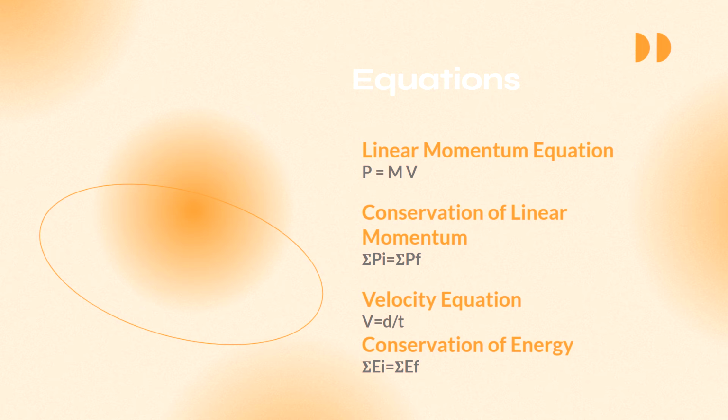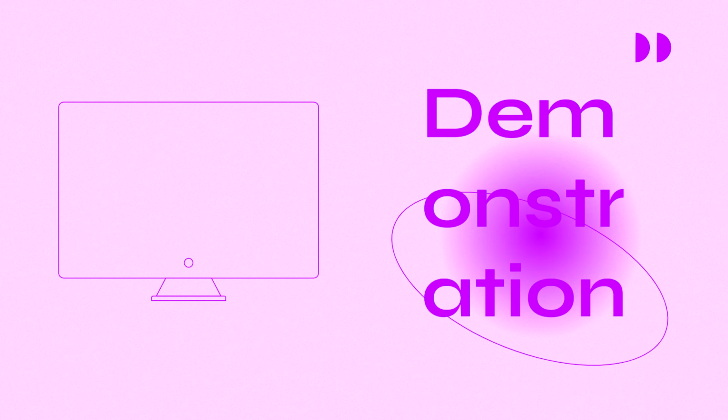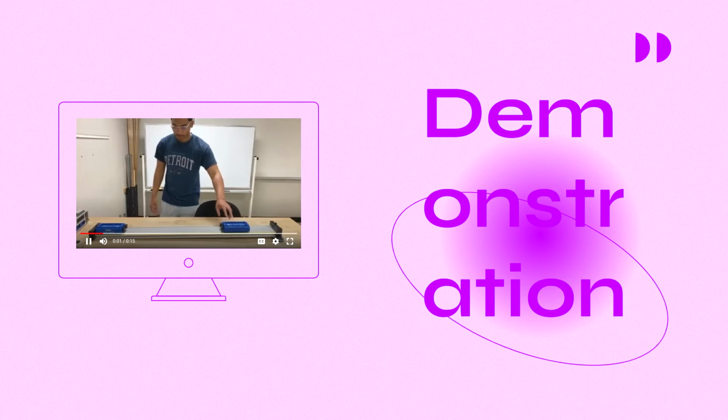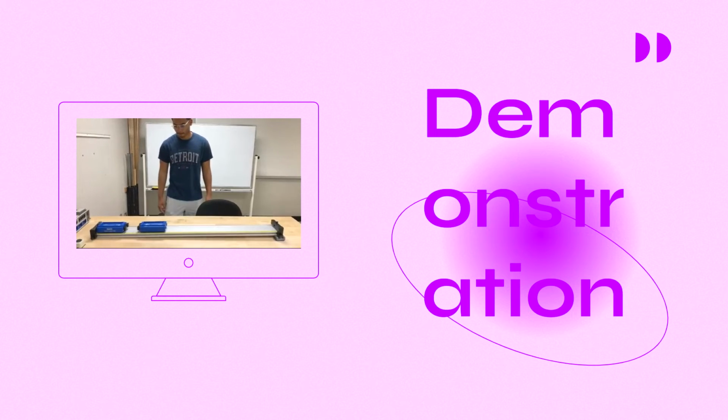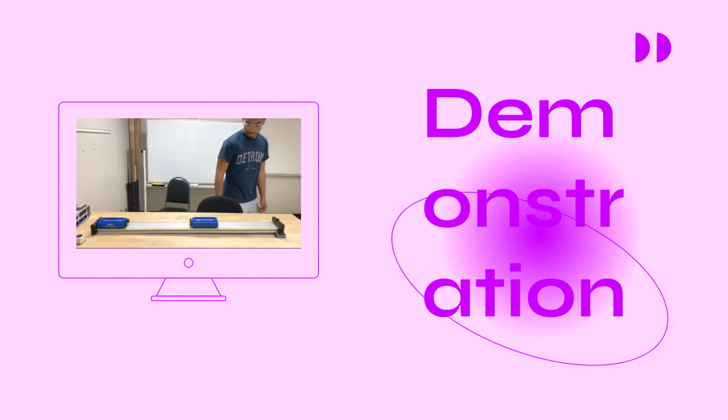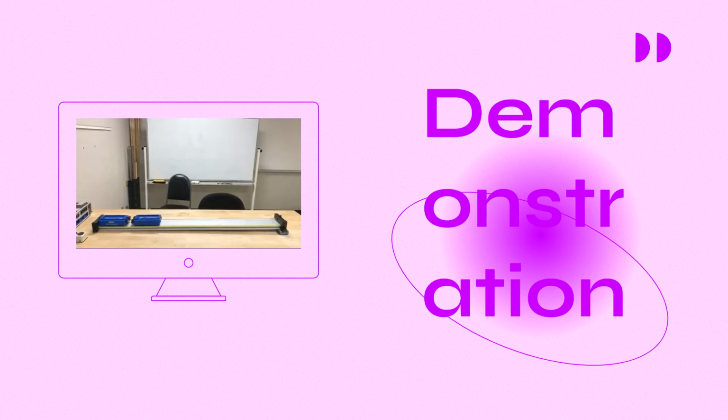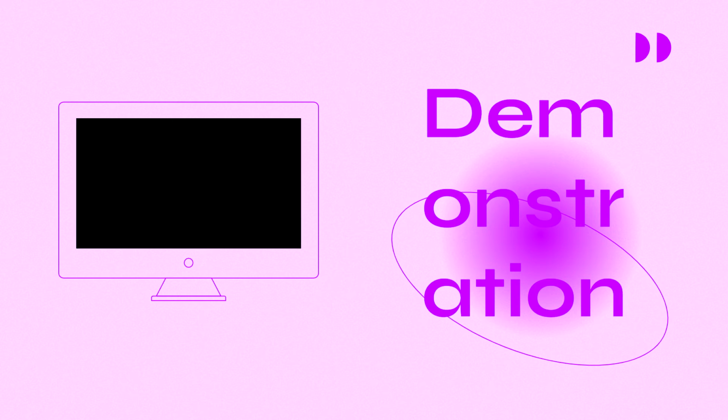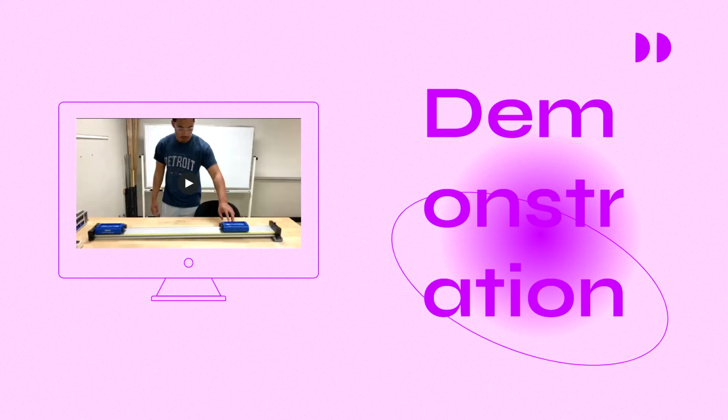So let's go into my demonstration. What you can automatically see right now is that as I release cart 1, which is on the right side, it approaches and collides with cart 2, which is initially at rest and ends at rest.